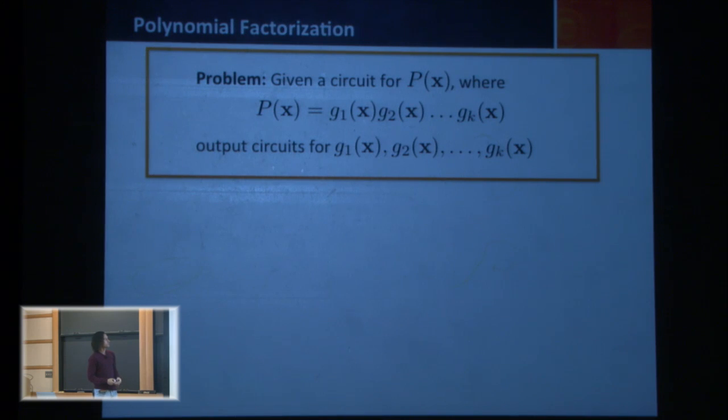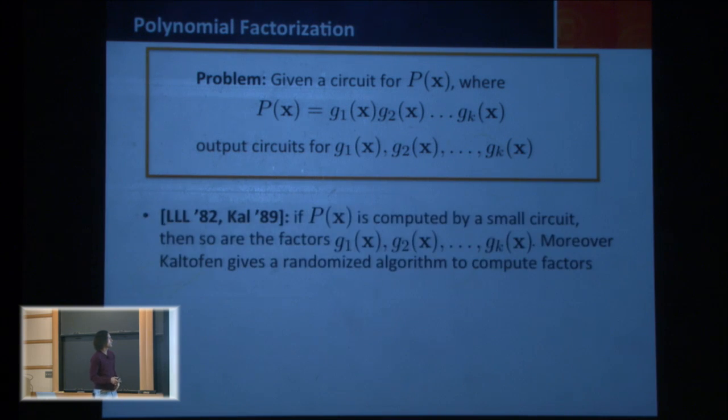Now, factorization. What is the definition of the problem? If I give you a small circuit or a small formula for a polynomial p of x, where p factors into a product g1 times g2 times up to gk, not necessarily distinct, the task is to output circuits computing g1, g2 up to gk. So in the 80s, Lenstra, Lovász, and Kaltofen showed the following: if p is computed by a small circuit, by a circuit of polynomial size, then so are all the factors g1, g2 up to gk. And moreover, Kaltofen gives a randomized algorithm to compute the factors.